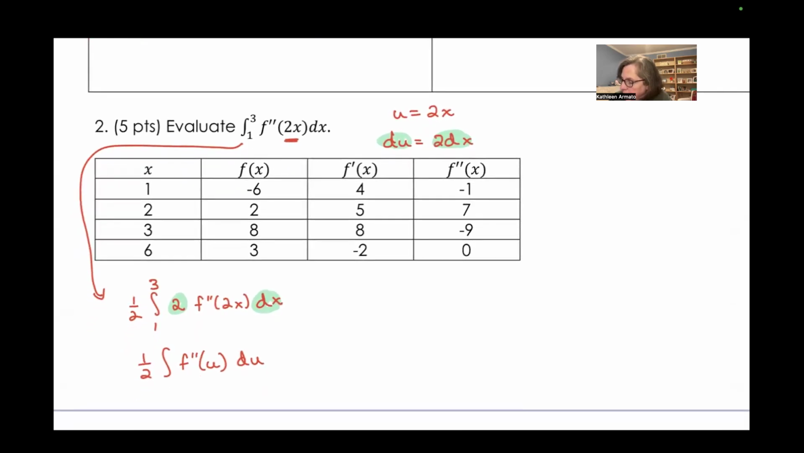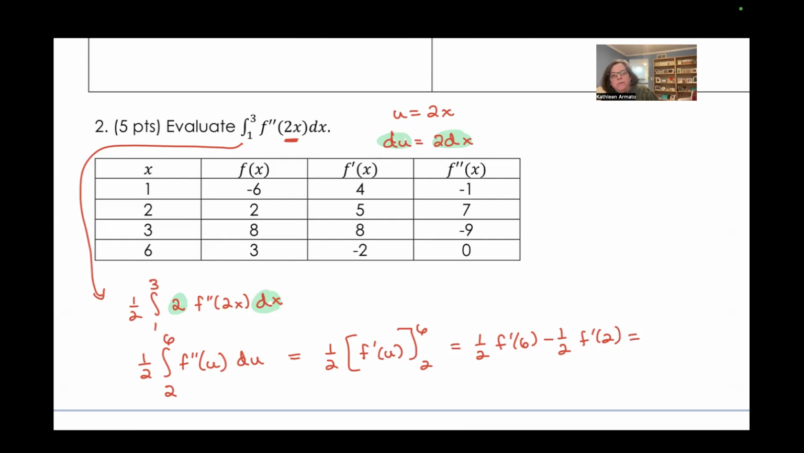I need to change my limits of integration. So 3, plug it into here, becomes 6. My lower limit is 1, plug it into here. When x is 1, u is 2. So that would be from 2 to 6. So that's 1/2 times the integral of f double prime, which would be f prime of u, going from 2 to 6. So it's 1/2 f prime of 6 minus 1/2 f prime of 2.